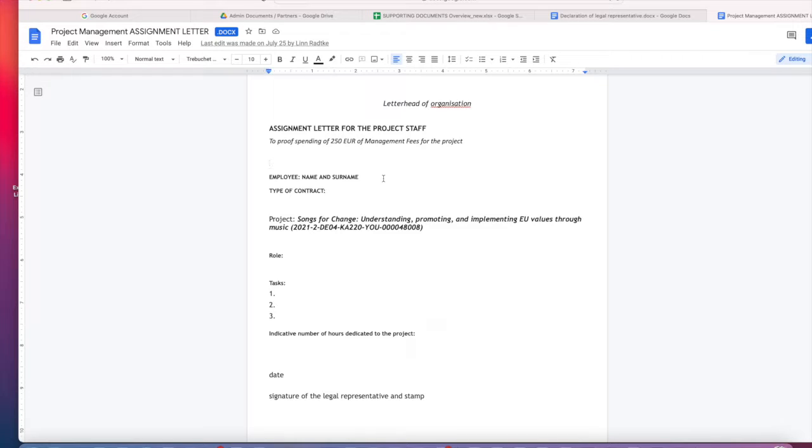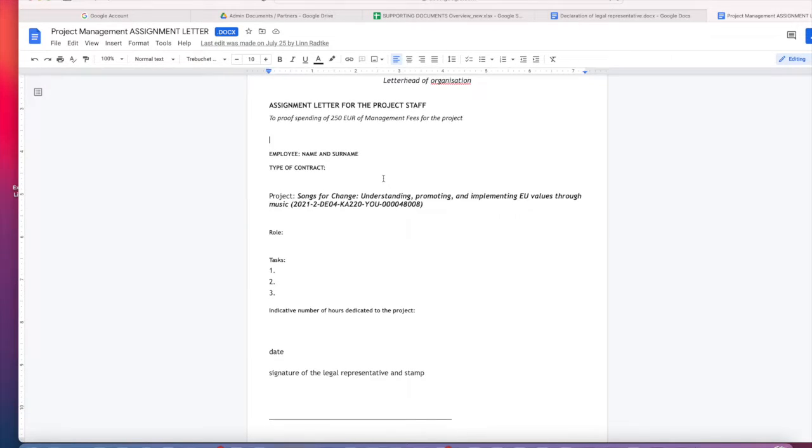You claim that you had 1 or 2 persons working 1 to 2 days a week on this project, and this through the salaries of these people, usually the project managers, these 250 euros are absorbed by these 1 to 2 days of work per week. So you put the name of the person working on the project, the type of contract, the project is already filled in for you with the project number, the role, for example, project manager, and then the tasks are typical project management tasks, which you also find in the manual.